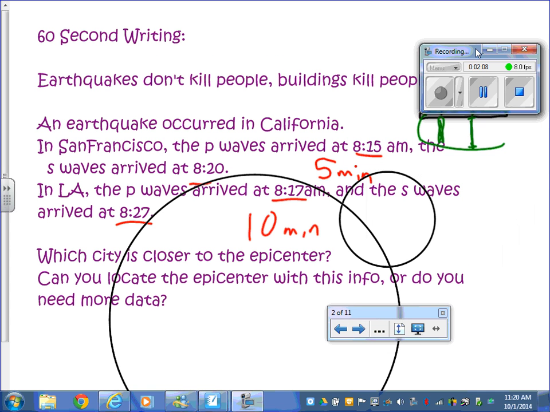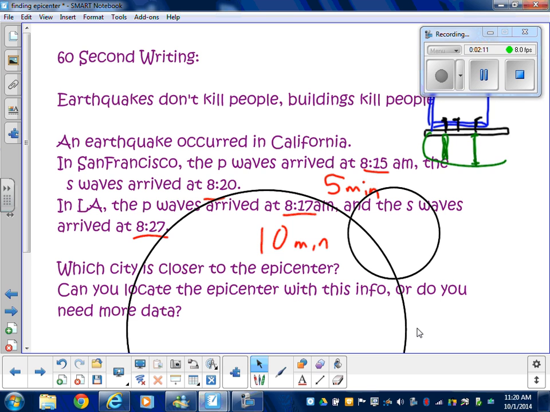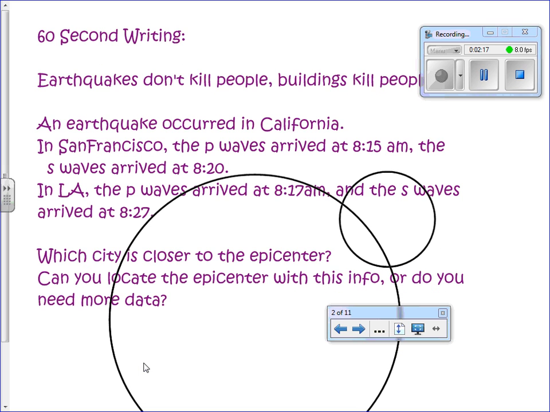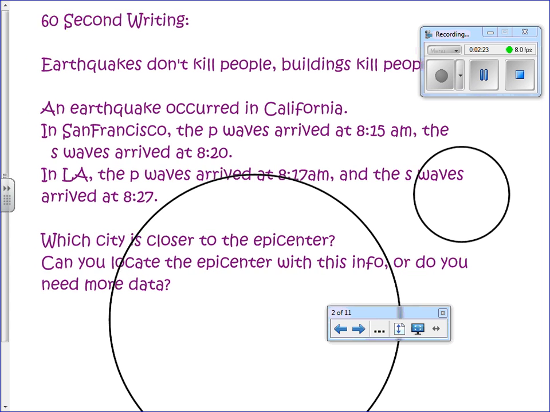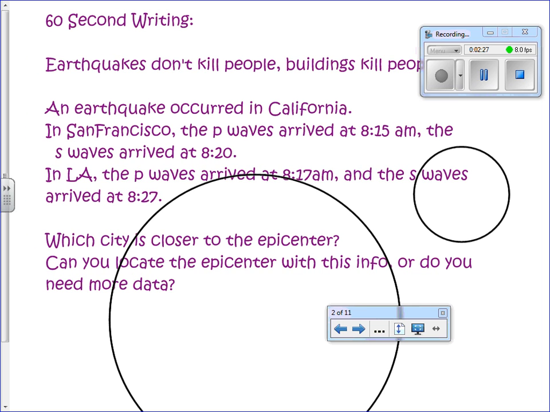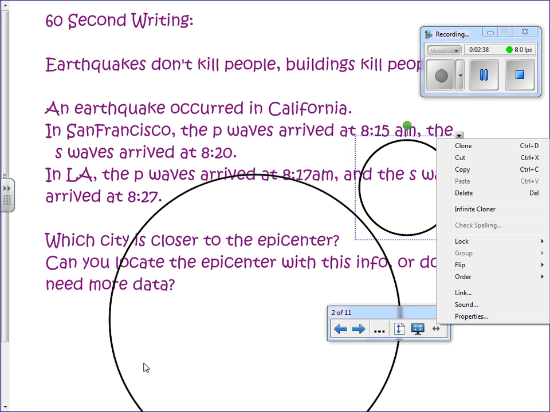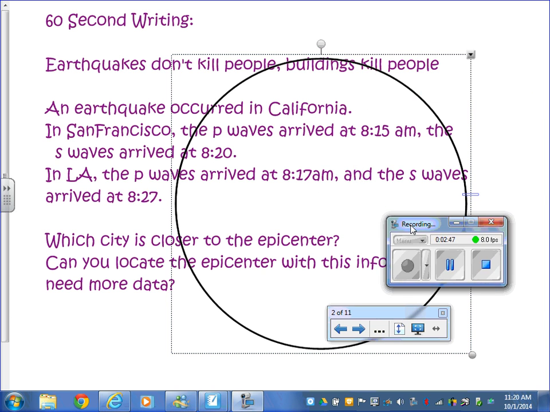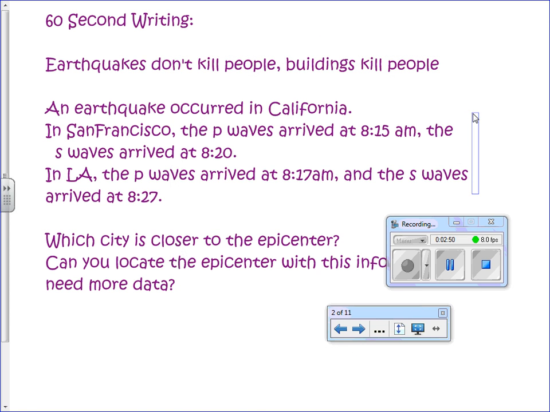So this is a little messy. Let's clean this up here. So for example, we could take this example and say an earthquake occurred in California. In San Francisco, the P wave arrived at 8:15, the S wave at 8:20. In Los Angeles, the P wave at 8:17 and the S wave at 8:27. Which city is closer to the epicenter? So take a quick look at that data, and as a table group, maybe you could tell me which city is closer to the epicenter.